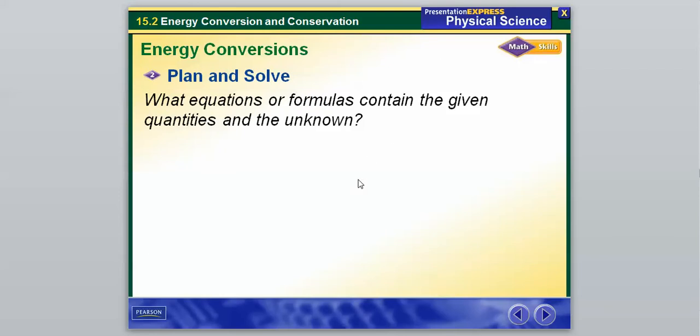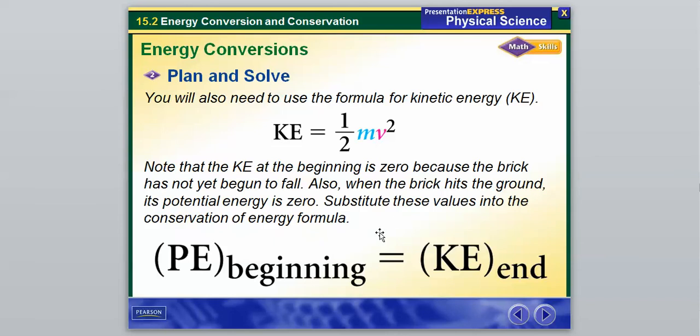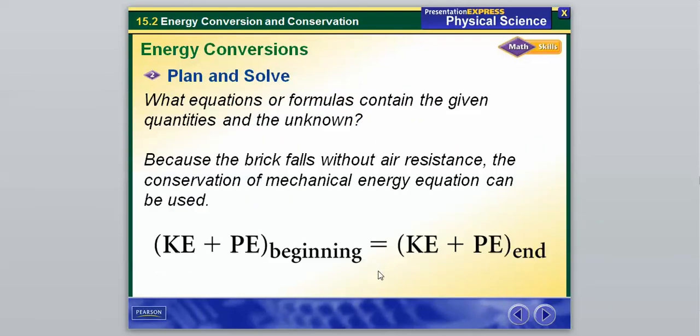So what equations are we going to need for our unknown? And because the brick falls without air resistance, we can just use the equation that we just introduced. Again, kinetic energy plus potential energy at the beginning equals kinetic energy plus potential energy at the end. And we're also going to need, like I said, our kinetic energy formula, which equals 1/2 mv squared. So that has both of our knowns right there, mass and velocity. But again, how is that going to relate to potential energy? Because that's our equation for kinetic energy.